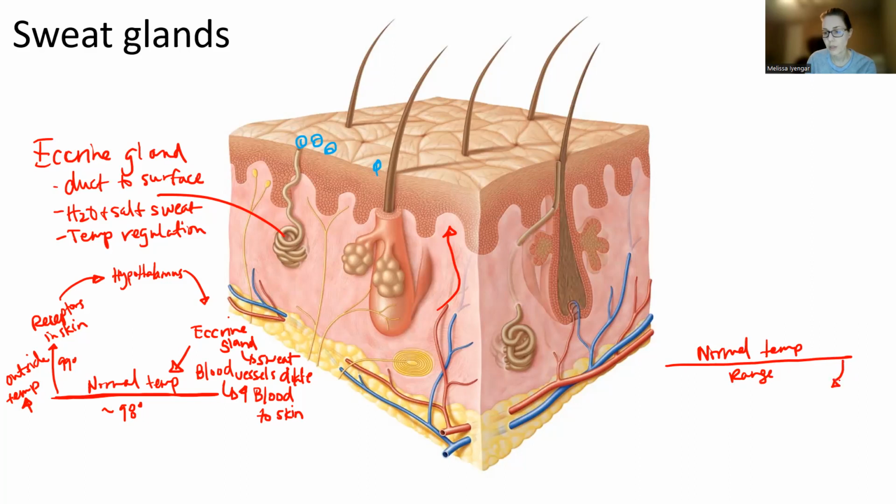Basically, if temperatures decrease, so if this is 98 degrees, let's say we go to 97 degrees here, because outside is low. When outside temperatures decrease, it's sensed by receptors in the skin. That goes to the hypothalamus. And then the hypothalamus is going to send this to a couple of effectors.